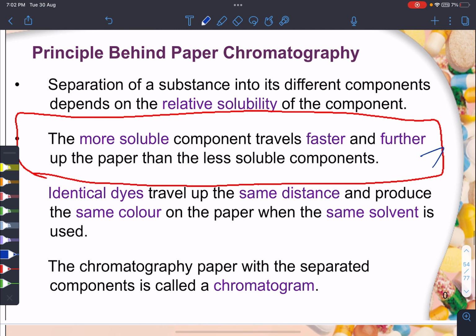So this is the key idea behind it. The more soluble thing will travel faster and further up the paper. So the key phrase here is further up the paper. Don't just tell me, oh, it travels further. Further where? Further in life? No. So technically it travels further up the paper. I have to emphasize this because students forget: further up the paper. Don't just say further.